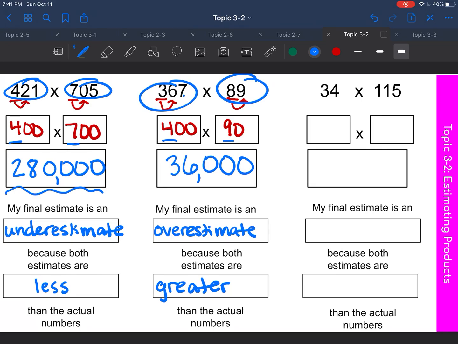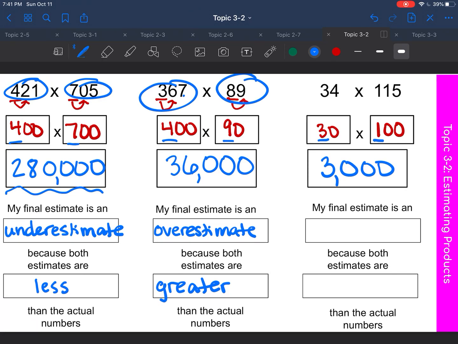So let's look at this last problem. 34, what does 34 round to if it's in the tens? The nearest tens would be 30. 115, what does 115 round to? The nearest hundred would be 100. So 3 times 1 is our basic fact. Well, 3 times 1 is 3. And then we have 3 zeros.